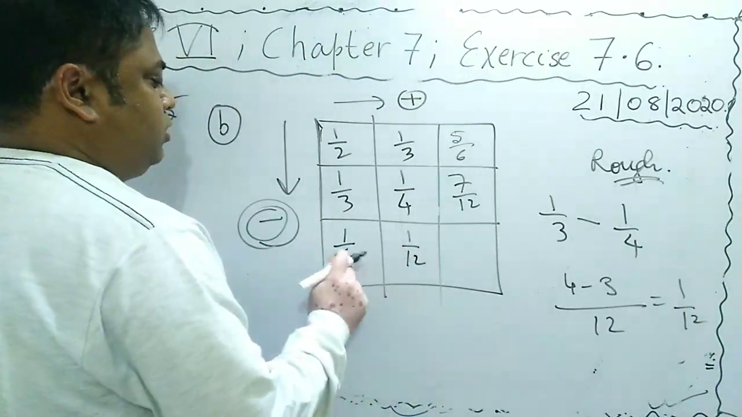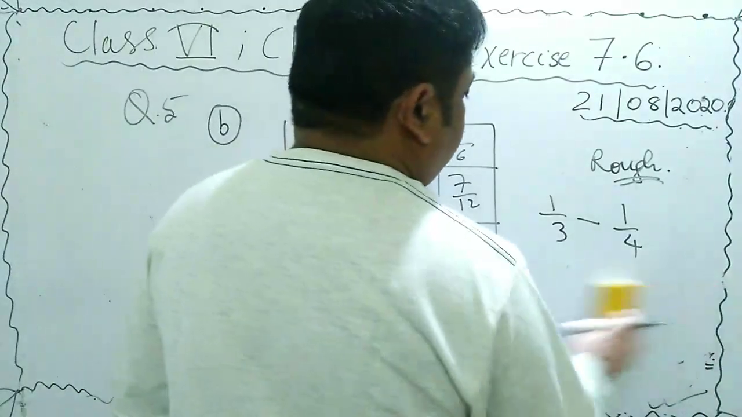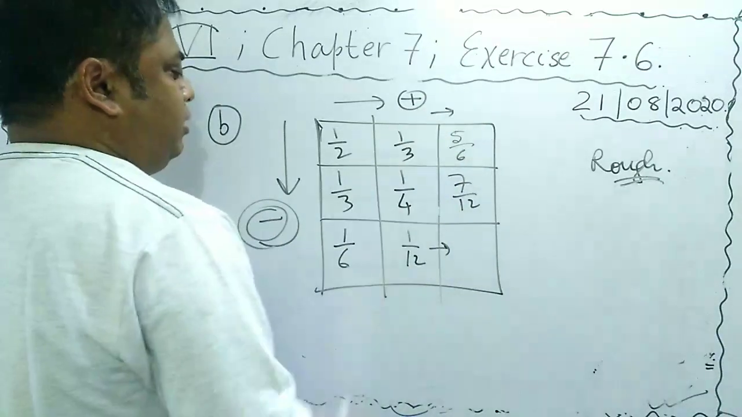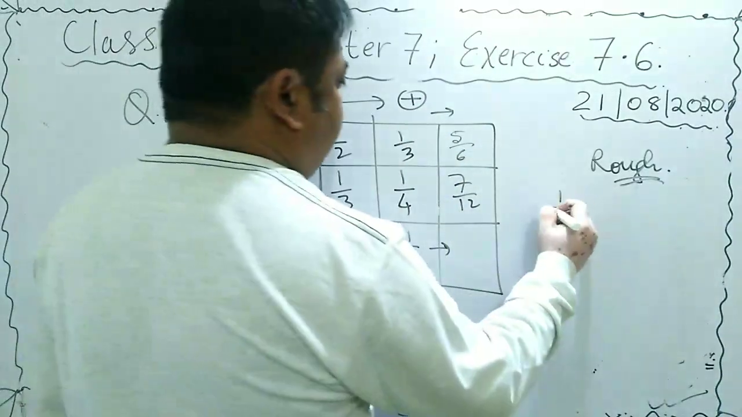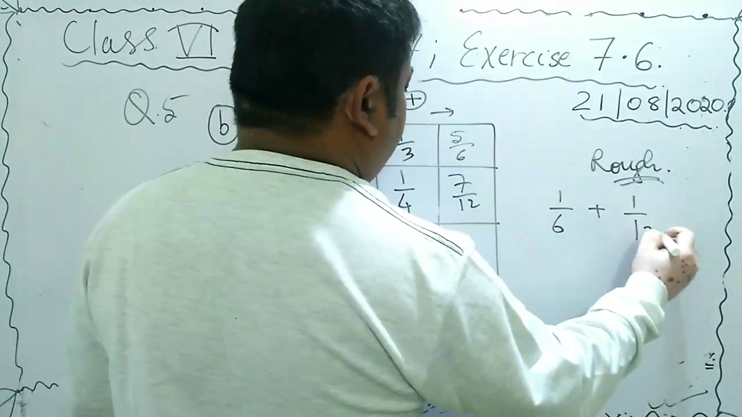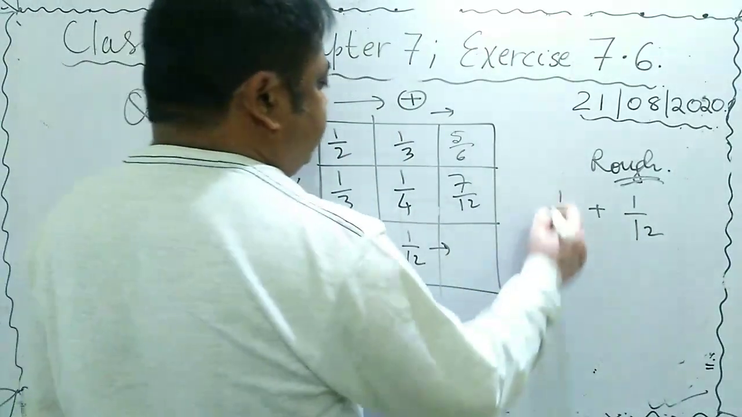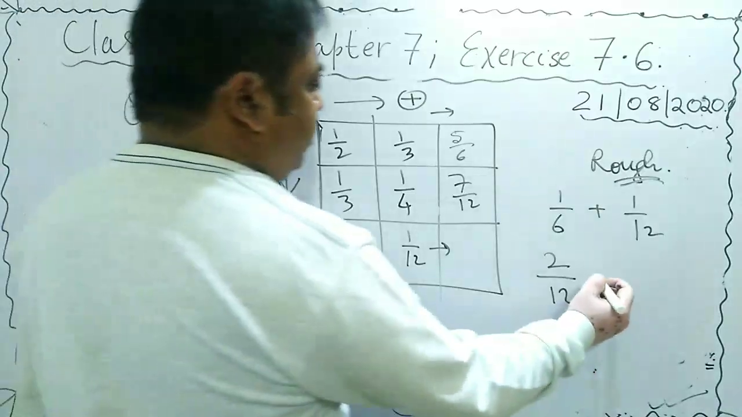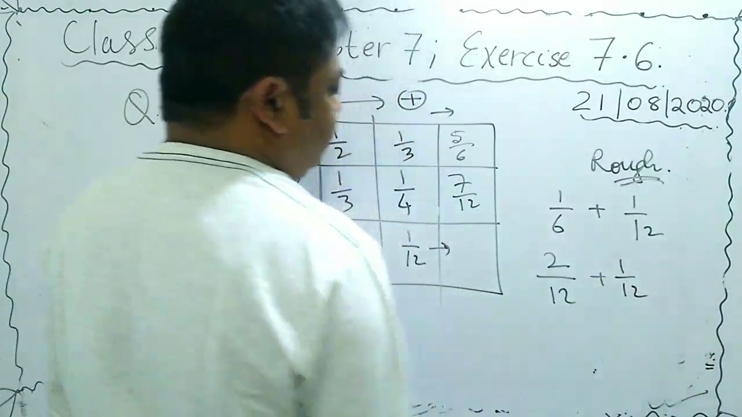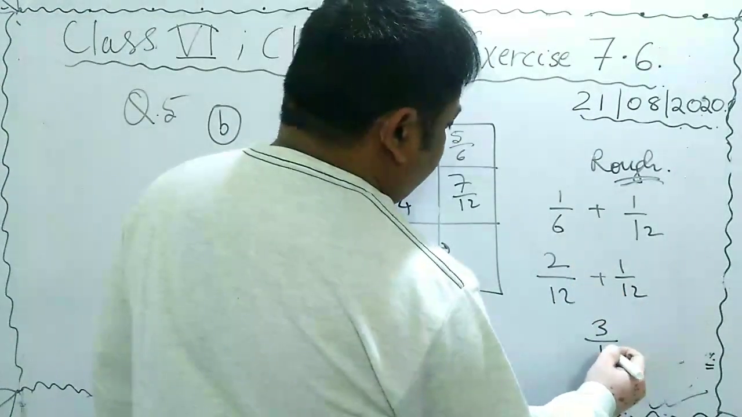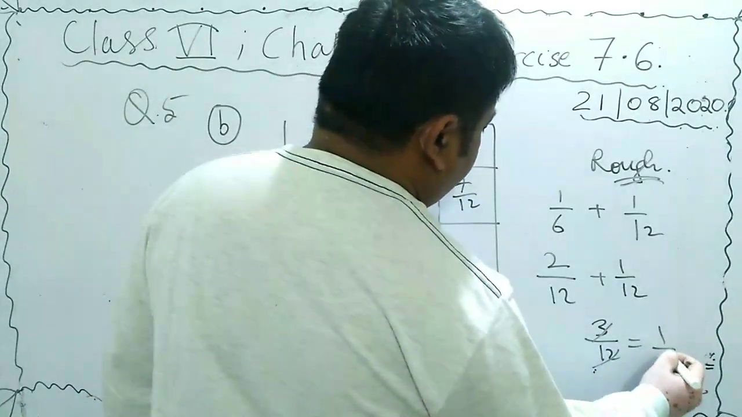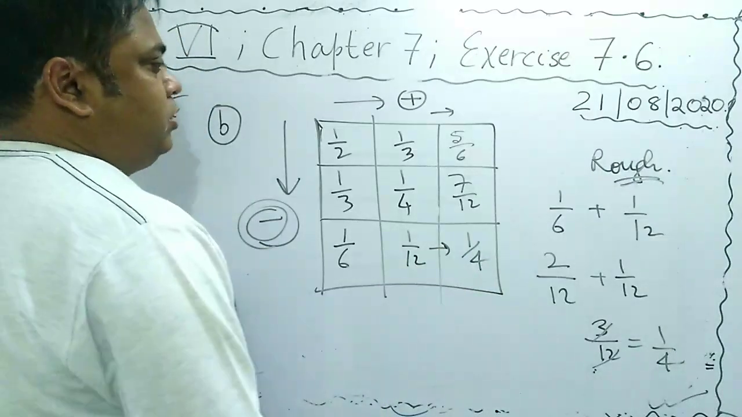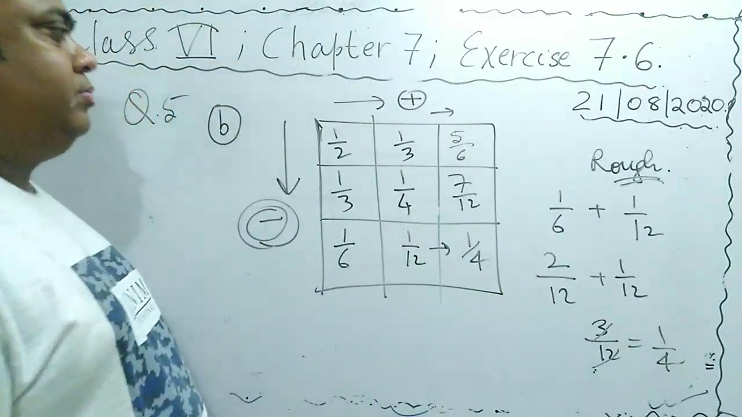1/12. These we have to add. If we go from left to right, then addition has to be there. So we will add this. So 1/6 plus 1/12. जल्दी करना है तो क्या करेंगे, इसे हम कर देंगे 2/12. 2 से इसको मल्टीप्लाई किया, 2 से इसको मल्टीप्लाई किया, plus 1/12. This will become 3/12 or it will become equal to 1/4. We can write here 1/4. So in this way we can complete this square.